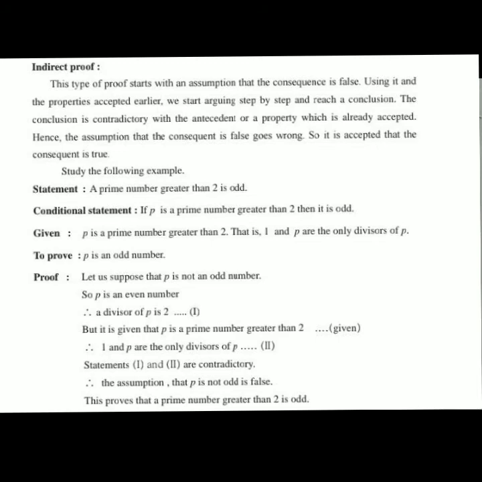The statements 1 and 2 are contradictory. See, our statement 1 is a divisor of p is 2 and statement number 2 is 1 and p are the only divisors of p. So first and second statements are contradictory. So therefore our assumption that p is not odd is false. If our assumption is false, therefore this proof proves that the prime number greater than 2 is odd. This is the indirect proof.